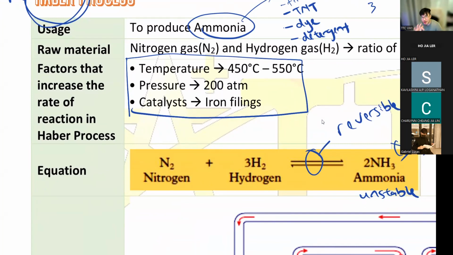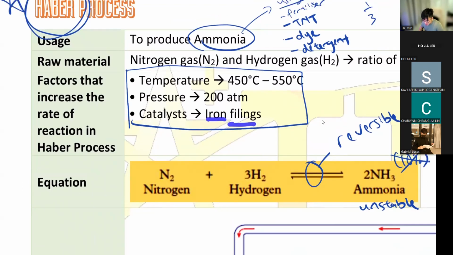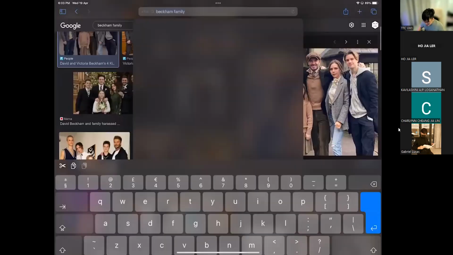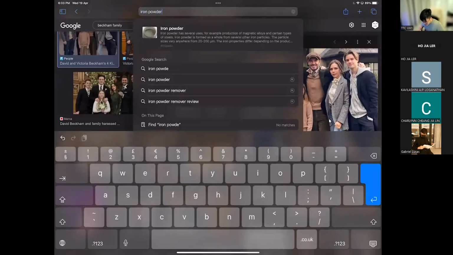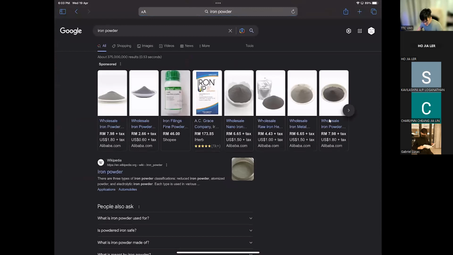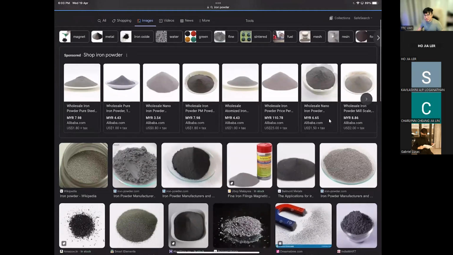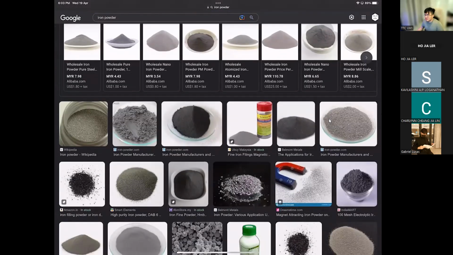And then criteria number 3, you need a catalyst. And what catalyst are we using? We are using iron filings. What is iron filings? Iron filings is your iron powder. It sounds like what it says. Iron powder, okay.